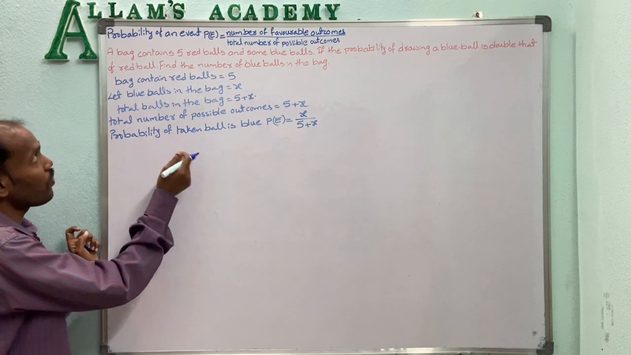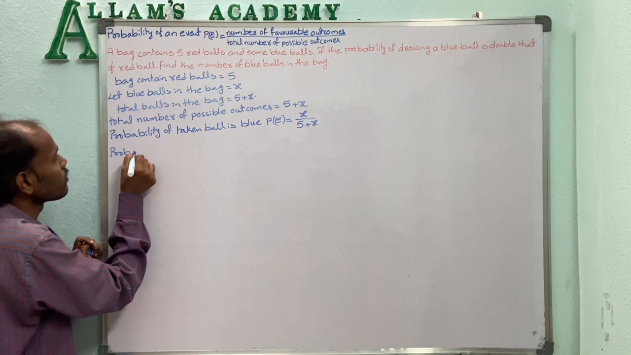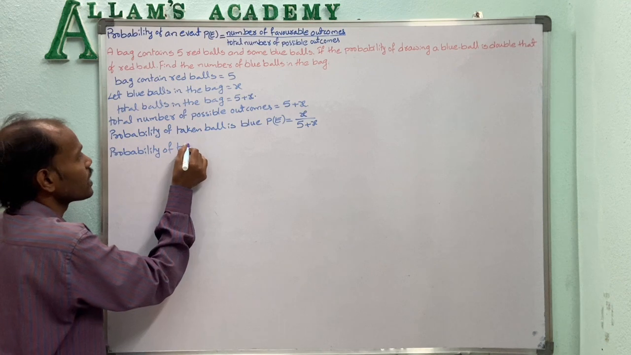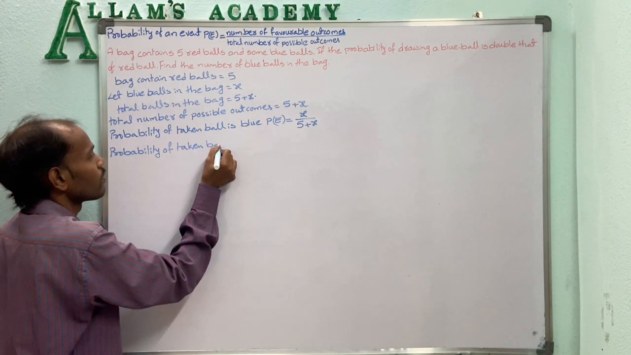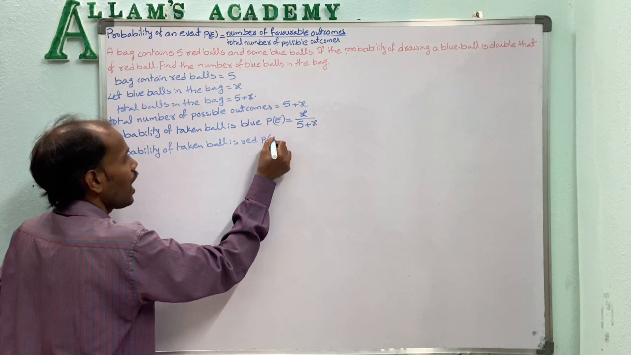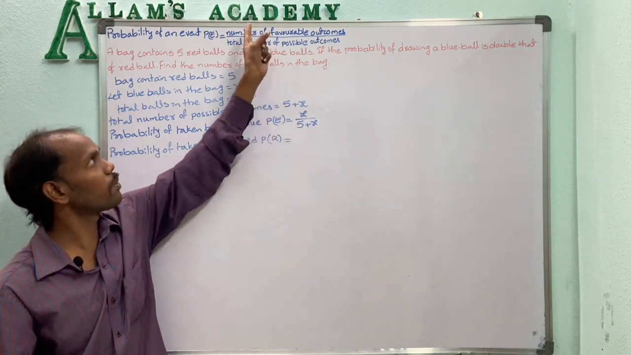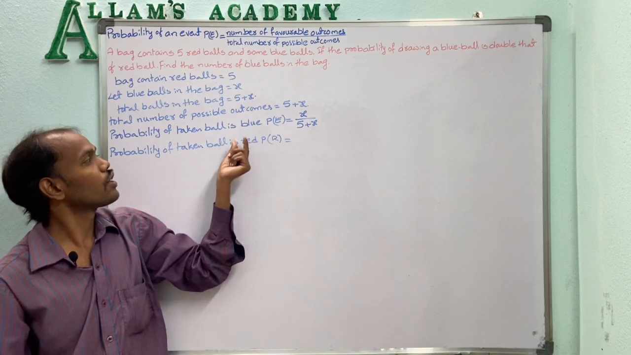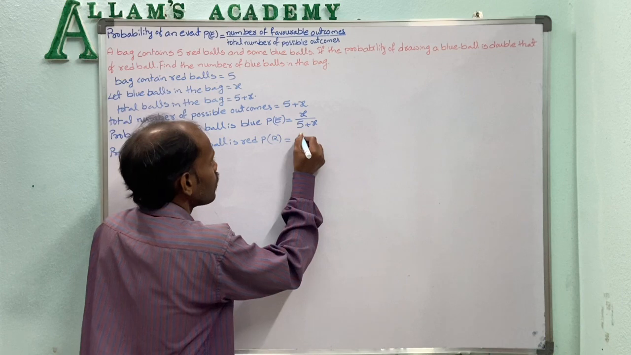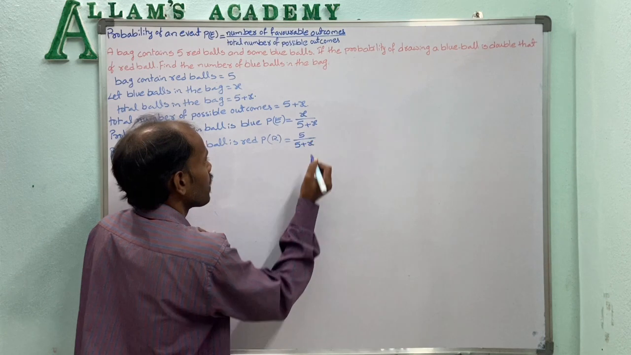Next, for picking a red ball, we find the probability of the taken ball being red. So P of R is equal to the number of favorable outcomes by total number of possible outcomes. For picking red, the number of favorable outcomes are 5. So 5 by the total number of possible outcomes, 5 plus x.